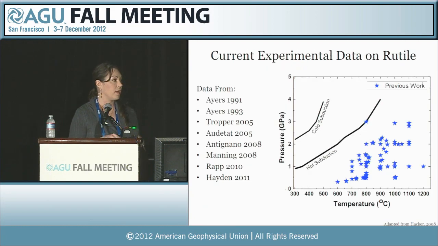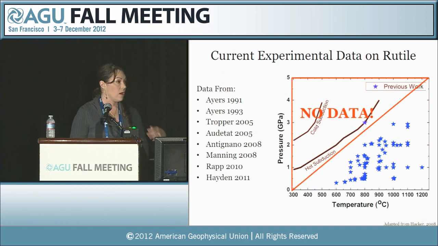And so if we look at a plot of pressure versus temperature with the current experimental data, we see that all of the data plot in this high temperature range and is extrapolated to cold and hot subductions, which I've plotted also on this plot adapted from Hacker. And so really, this lower to moderate temperature, high pressure range is unconstrained. And so what we really hope to do is use a diamond anvil cell technique to achieve higher pressures and to start contributing to a data set in this range.